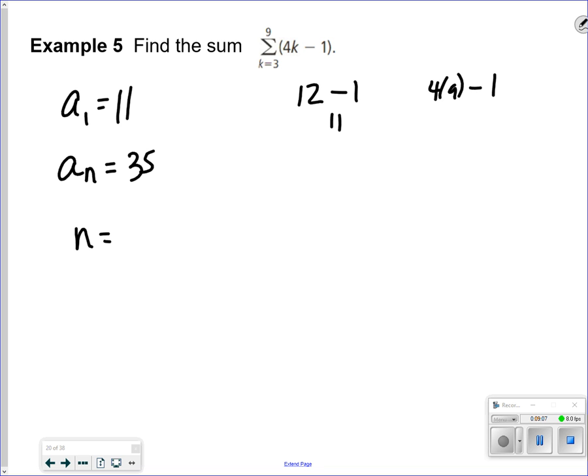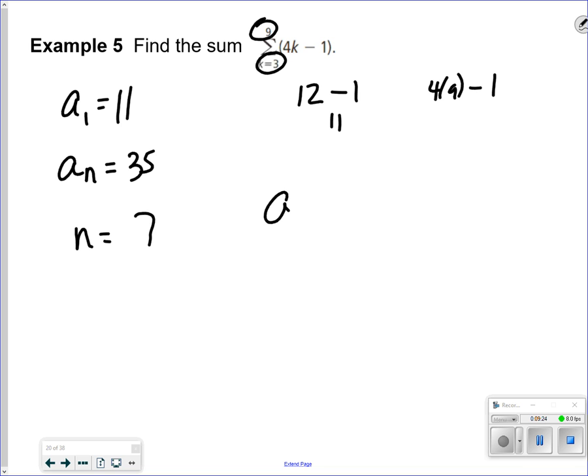And how many terms are there? Well, this one's a little bit complicated. There's actually 7 terms, 3, 4, 5, 6, 7, 8, and 9. So it's basically taking the top minus the bottom plus 1. That's how many terms there are in this particular notation.